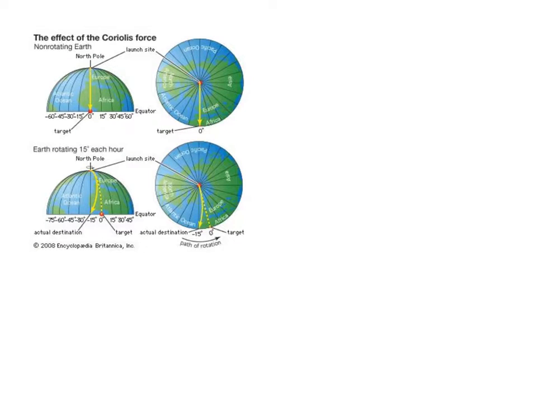Okay, so let's talk about the Coriolis Force. The Coriolis Force is an effect of the Earth rotating, okay? So if we take a look at a non-rotating Earth, if I had a projectile like a baseball and I threw it from the North Pole to the equator, it would travel in a straight line. It would travel straight south to the equator, okay? And that's what we would see.